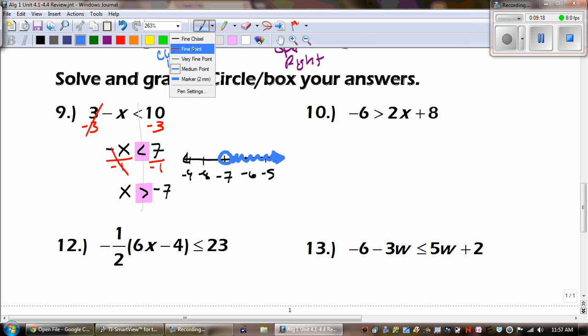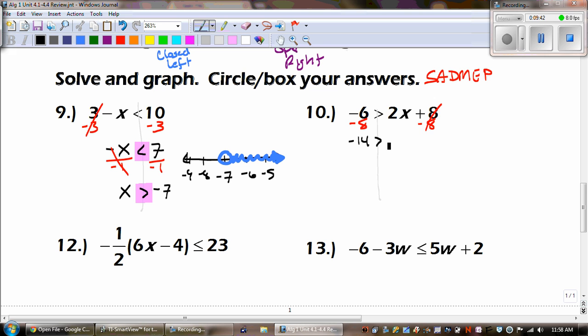All right, next one, number 10. We're going to draw the line down the middle, and now we're just going to solve. And when we're solving, guys, all we're doing is following the rules of SADMAP. So I'm going to subtract 8 to both sides. -6 minus 8 is -14, is greater than 2x.